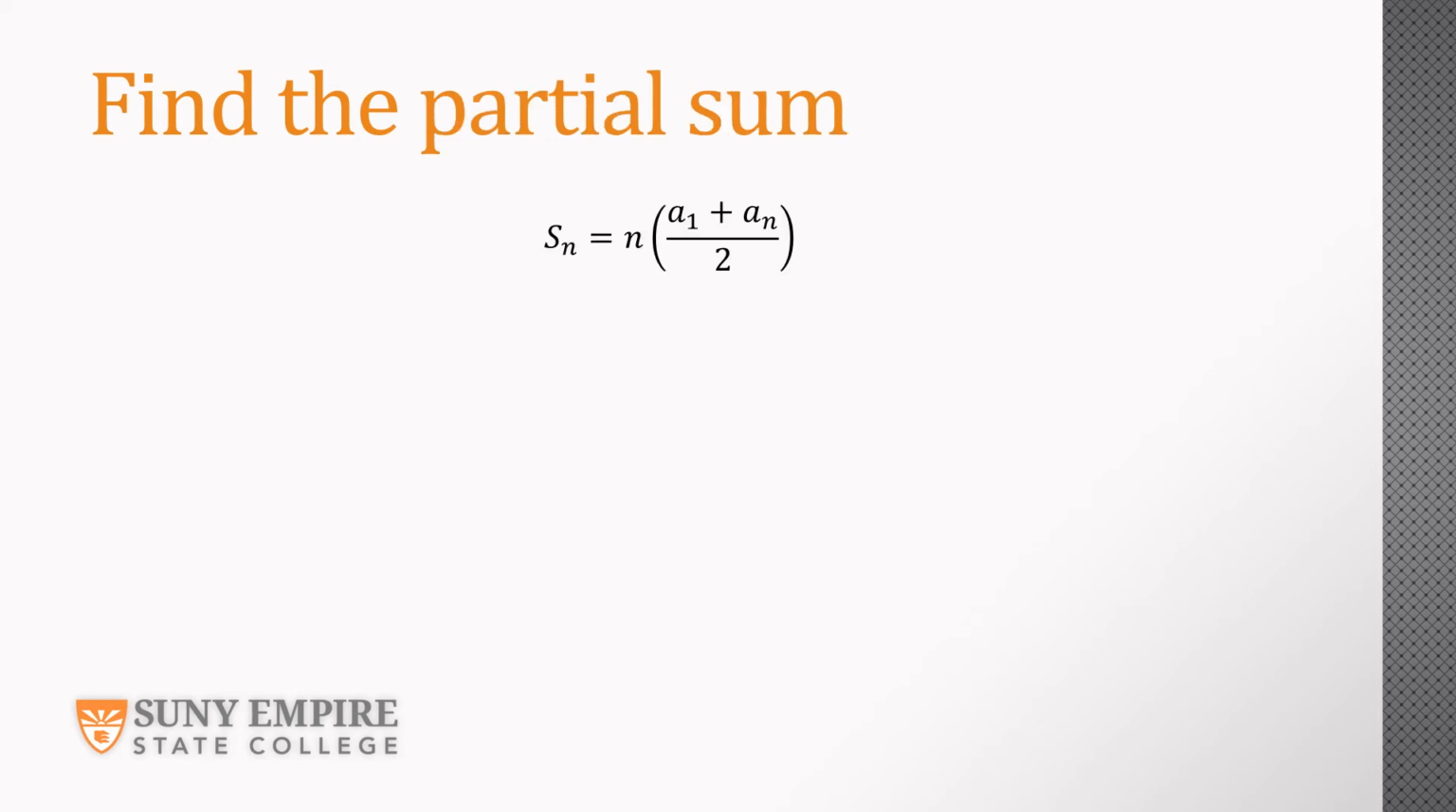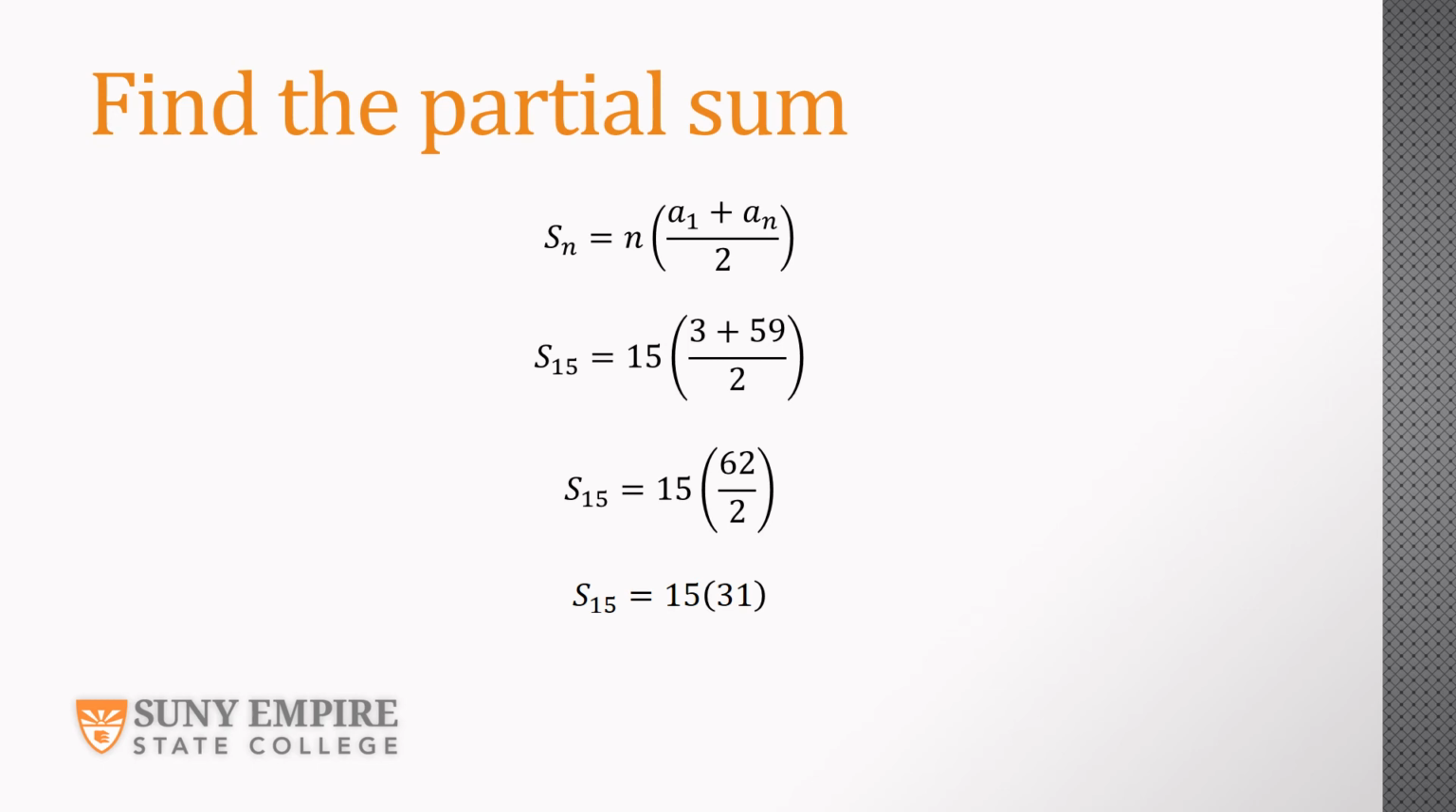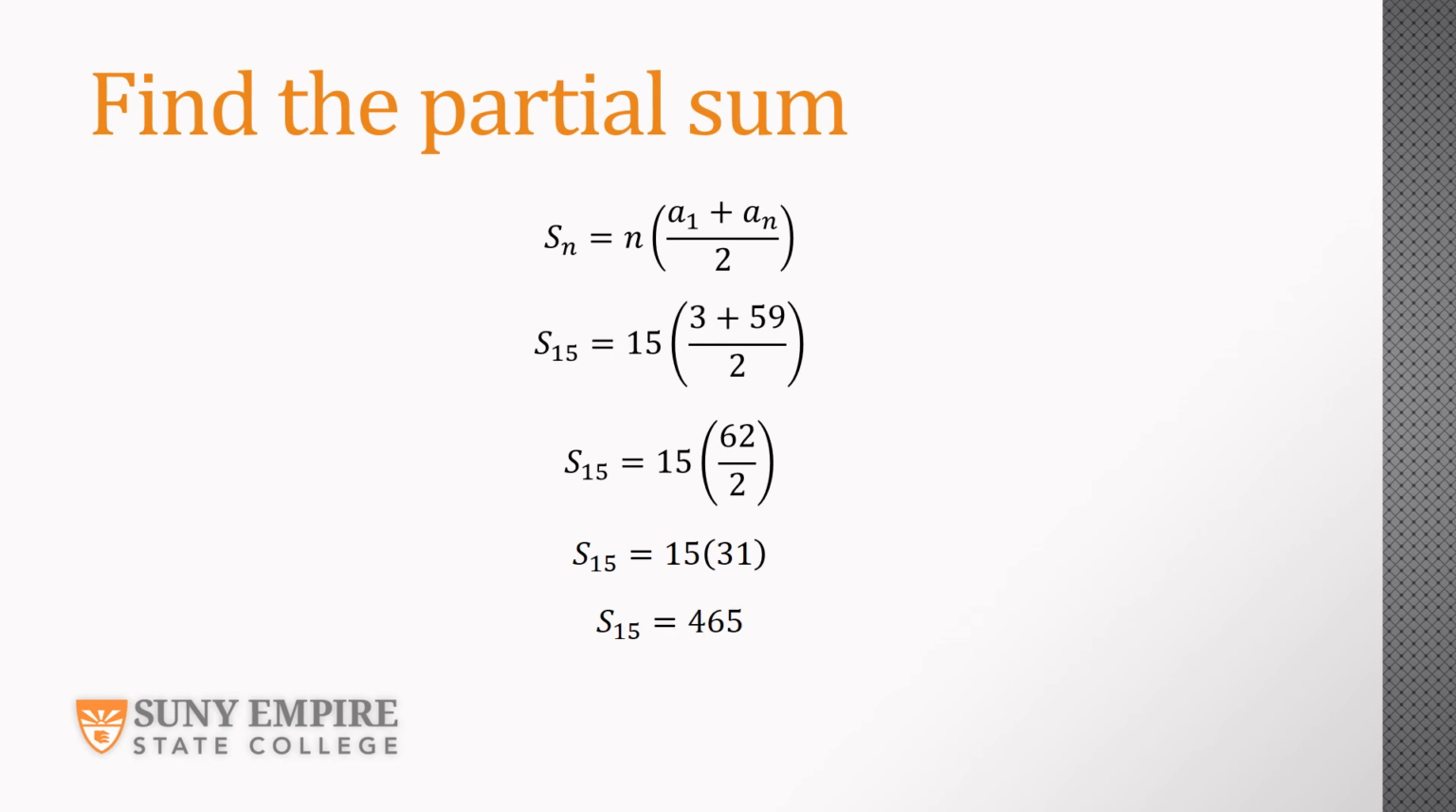Now we have everything we need to find the partial sum. Plugging into the formula, we have the sum of the first 15 terms equal to 15 multiplied by the quantity 3 plus 59 divided by 2. Adding leaves us s sub 15 equal to 15 multiplied by 62 divided by 2. Dividing, s sub 15 equals 15 multiplied by 31. So the sum of the first 15 terms of the arithmetic sequence is 465.